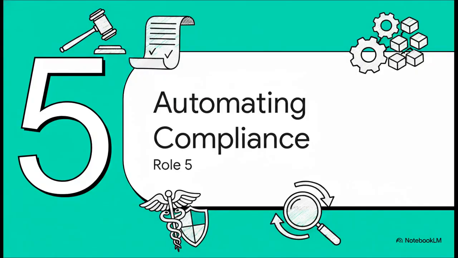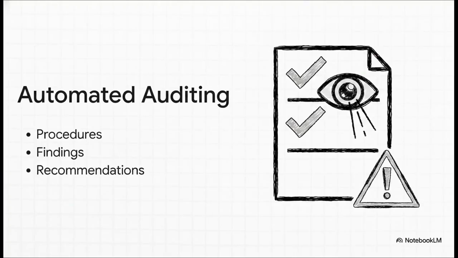Which brings us to our final role, role 5, automating compliance and auditing. So how does this actually work in a high-stakes, fast-paced environment? Well, annotated knowledge enables compliance systems to automatically verify if reports contain all the legally required details. Imagine an automated AI agent that can scan a complex radiology report and instantly check if annotations for the procedure, the findings, and the recommendations are all present. If even one thing is missing, the system instantly flags it as incomplete. This ensures absolutely nothing falls through the cracks, which is pretty critical in healthcare.